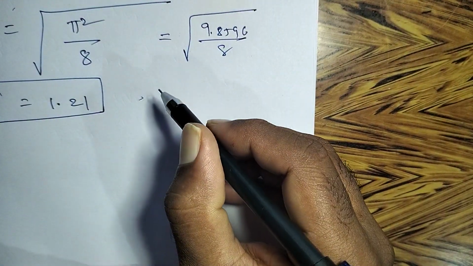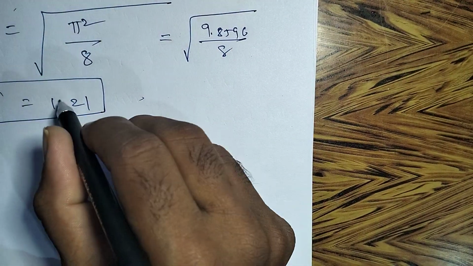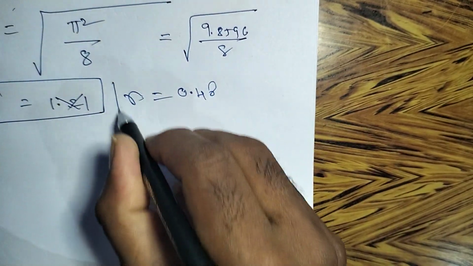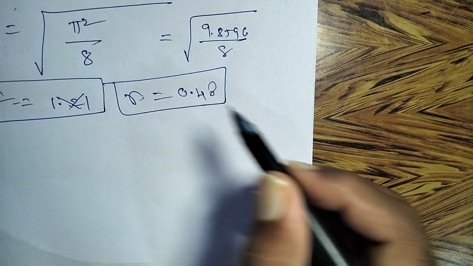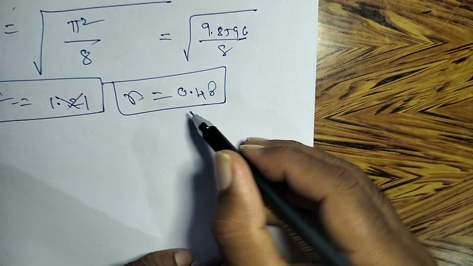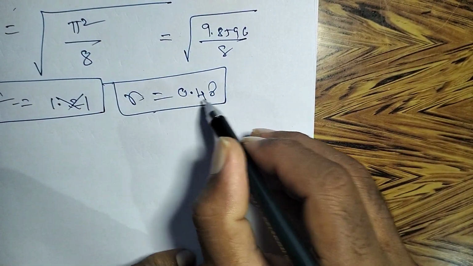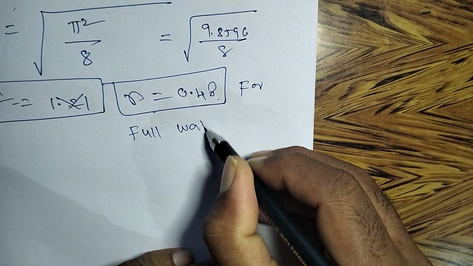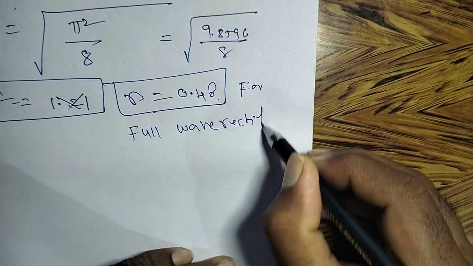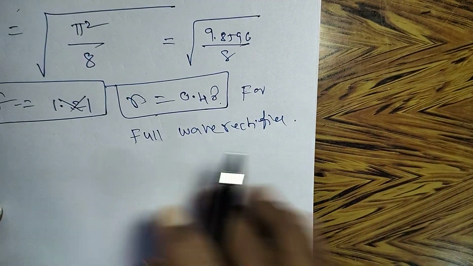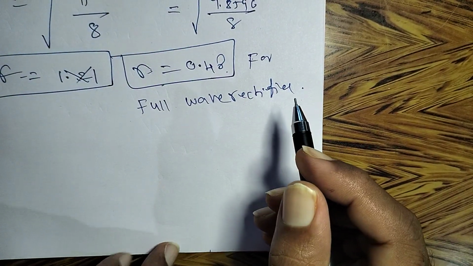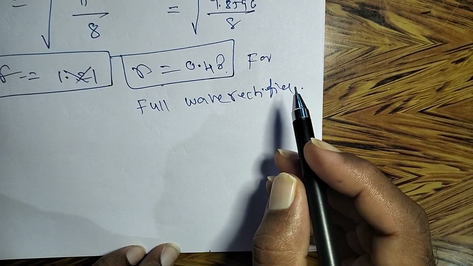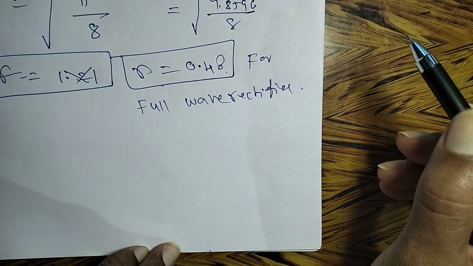So ripple factor equals 0.48. Sorry for the inconvenience. If you simplify this expression, you will get ripple factor equal to 0.48 for the full wave rectifier. In the full wave rectifier, the ripple factor is very much reduced compared to the half wave rectifier. So this is the expression for the full wave rectifier.